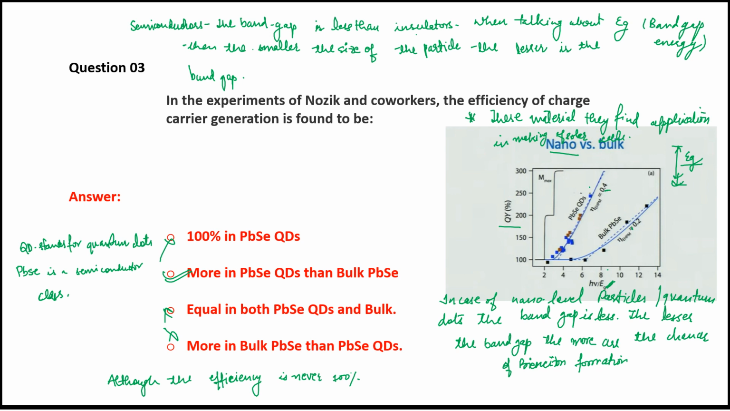The lesser the band gap, or the lesser the size of the particle, the better will be the formation of bi-exciton. Although we studied that bi-exciton generation does not occur at a rate of 100% conversion, if the bi-excitons are formed, they are formed in a better way if the system is of nanoscale. So quantum dots in this case have quite higher efficiency than the bulk lead selenide particles. Okay. So the answer to this question was that the charge carrier generation efficiency is more in case of quantum dots and not in case of the bulk.